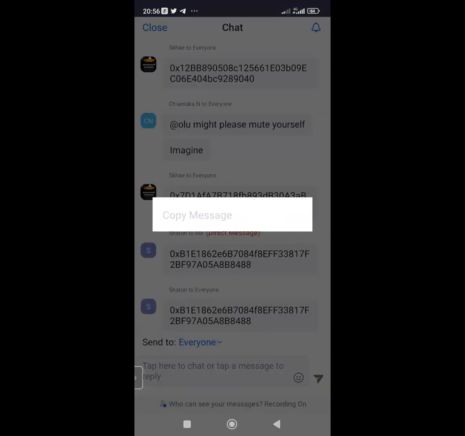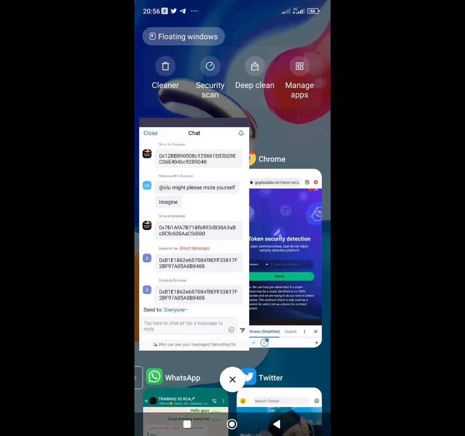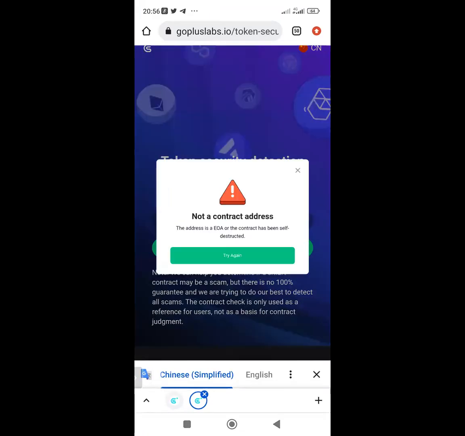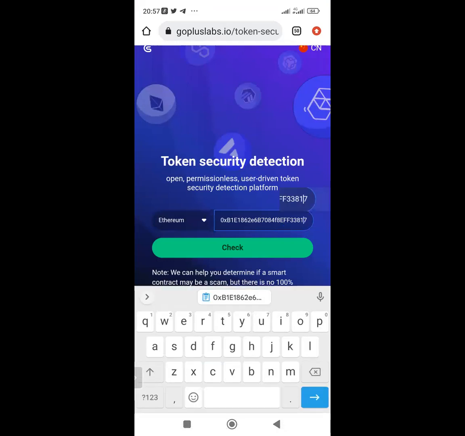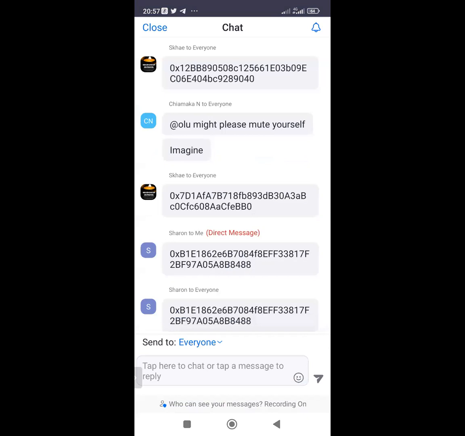Someone should send the last one. After this one, I'm not checking again. Sharon, yours doesn't look right. You see, it's not a contract address. Sharon, where did you copy it from? Am I talking to myself?